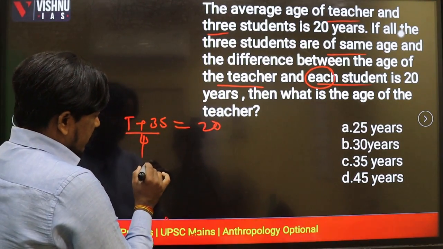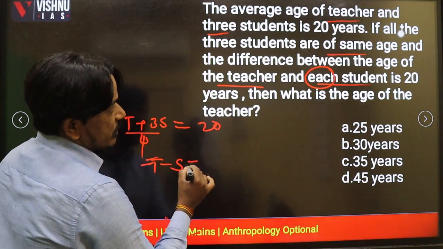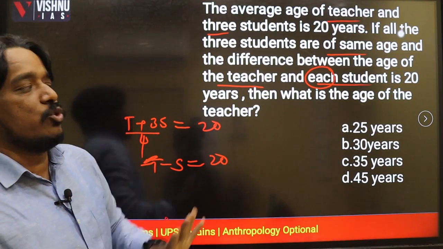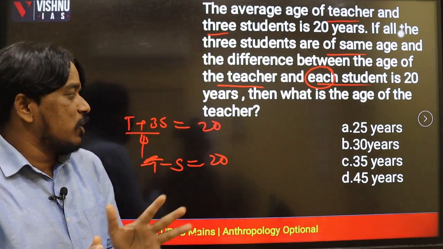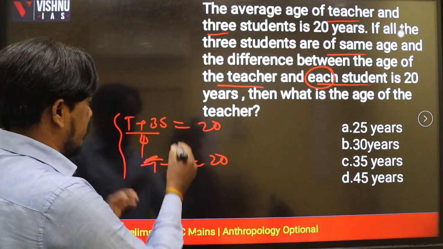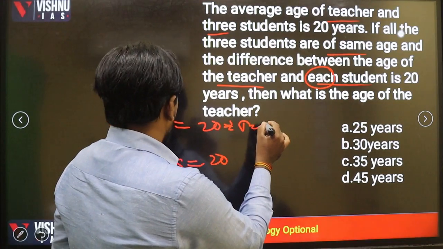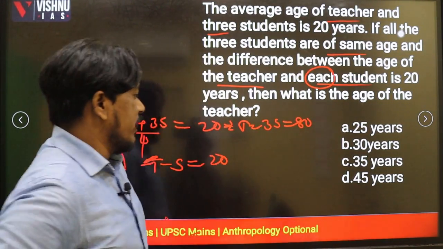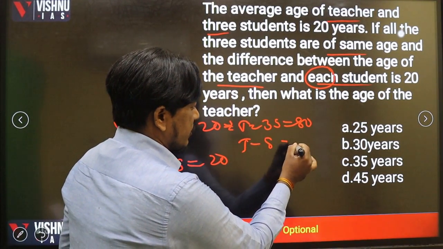So difference means if you observe, teacher to student age difference is 20 years. So T minus S is equal to 20. Then what is the age of the teacher? We have to find out teacher age. Just if you simplify these 2 equations, you will get the answer. Just simply here you can take from this T plus 3S is equal to 80. And similarly from this equation directly you can take teacher minus student is equal to 20.